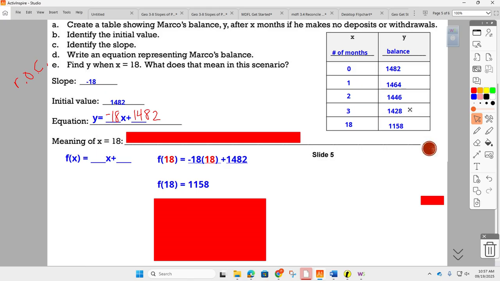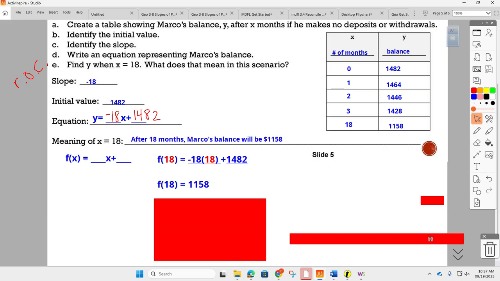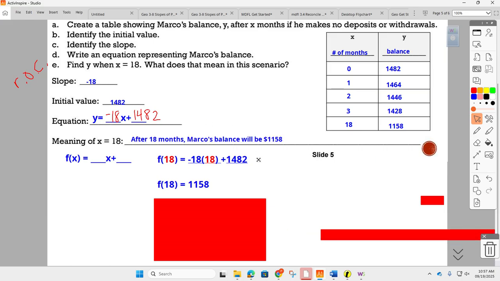Yes, that's exactly right. So we should know that when we say x equals 18, y equals 1158, that is after 18 months, Marco's balance will be $1,158. So what does it mean when x equals 0? Well, that is Marco's beginning balance. What does it mean when we say when x is 2, y is 1,446? That means that's his balance after 2 months.